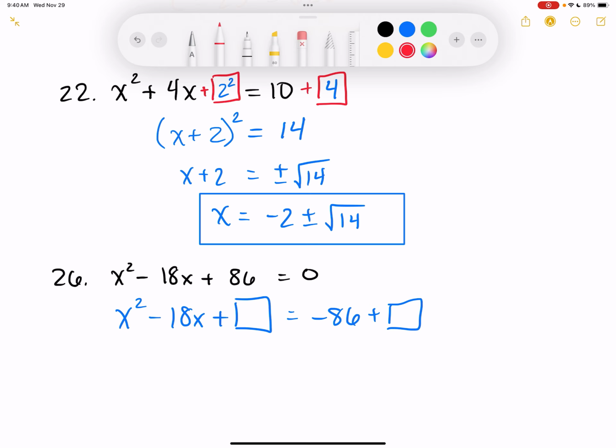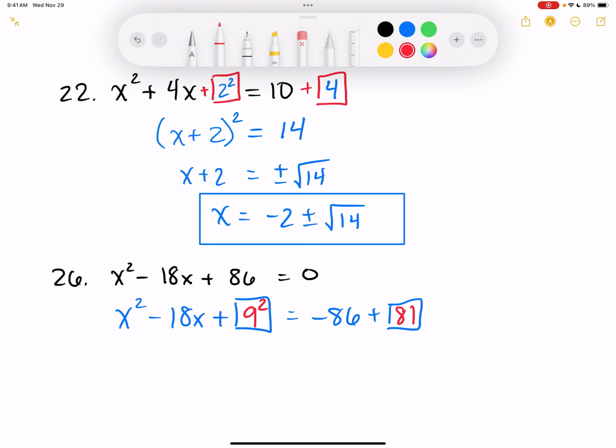So, what's going in my box for this one? 81. What? Yeah, I thought I heard somebody say 42. That's not half of 86. No, it's 43. I mean, half of 18 is 9. Square it. So, again, I like to write 9 squared. If you like to write 81, that's totally fine. But over here, I will write 81. And again, just purely my preference. You can do it however you want.